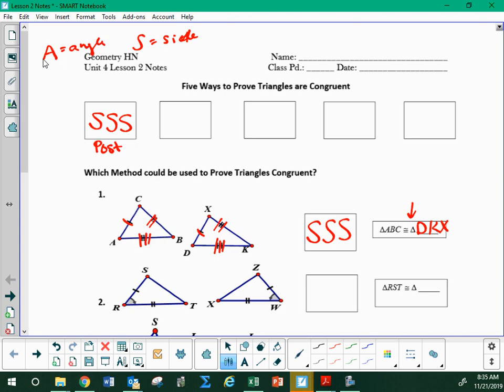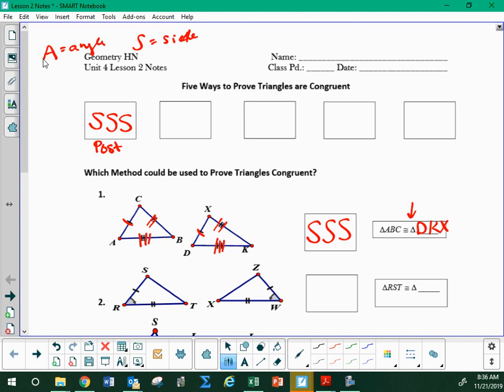When you write your congruency statement, please take a couple seconds to double check that you have it in the right order. AB should match up with DK. Indeed it does. BC should match up with KX. Indeed it does. And AC should match up with DX. And indeed it does. I'd hate for you to lose easy points just because you made a slight error in the order of your letters.